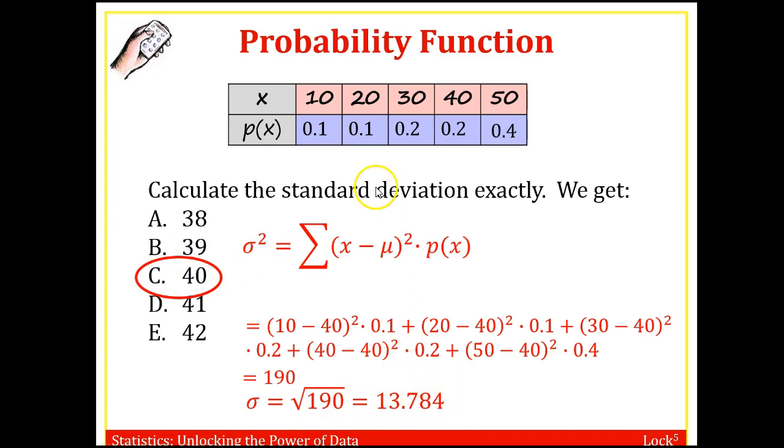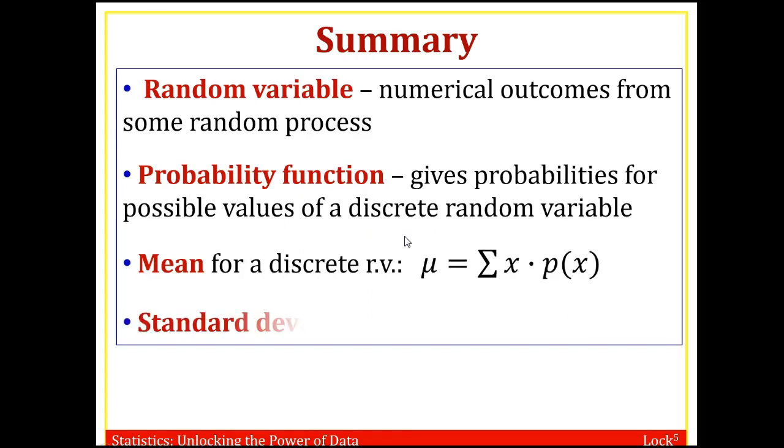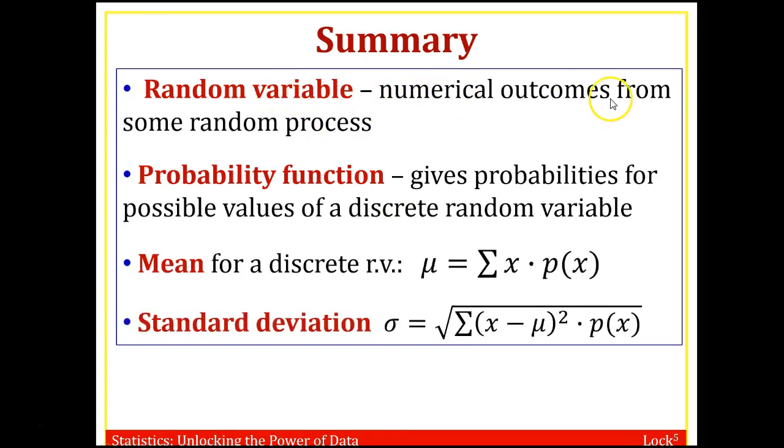All right, as a quick summary, random variables are just numerical outcomes from some random process. This could be almost anything. A probability function gives the probabilities for the possible values of a discrete random variable. And again, those probabilities have to add up to 1. That's really the only definition for a probability function. The mean for a discrete random variable is this, mu equals the summation of x times p of x. And standard deviation is given by this, I'd say, kind of cumbersome formula. It's not difficult, it's just kind of cumbersome to compute, but you'll have to practice some of that for homework. And here's a summary of section 5 or P.3.